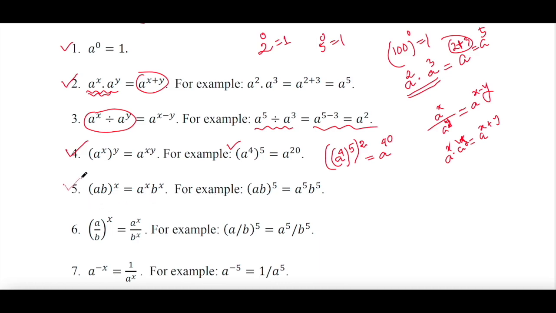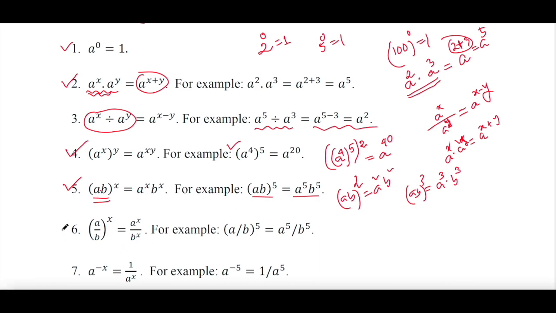And number 5, you see the power you can distribute when a and b are in product form. a times b whole to the power x is equal to a to the power x into b to the power x. For example, ab whole to the power 5 equals a to the power 5 into b to the power 5, or ab whole to the power 2 is equal to a square b square, or ab whole to the power 3 is equal to a cube into b cube.